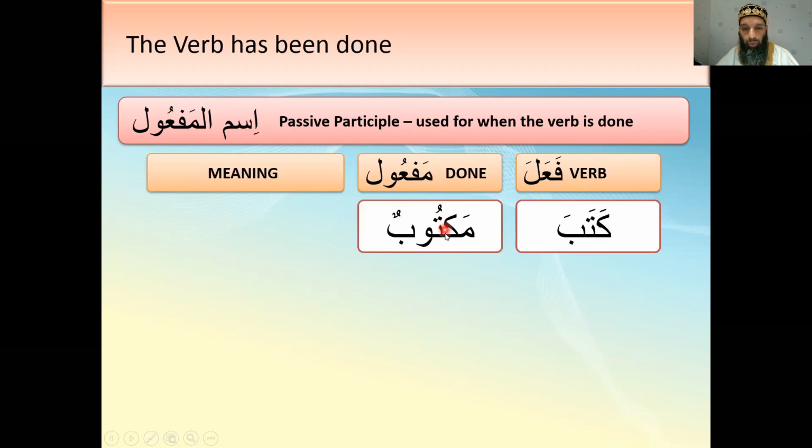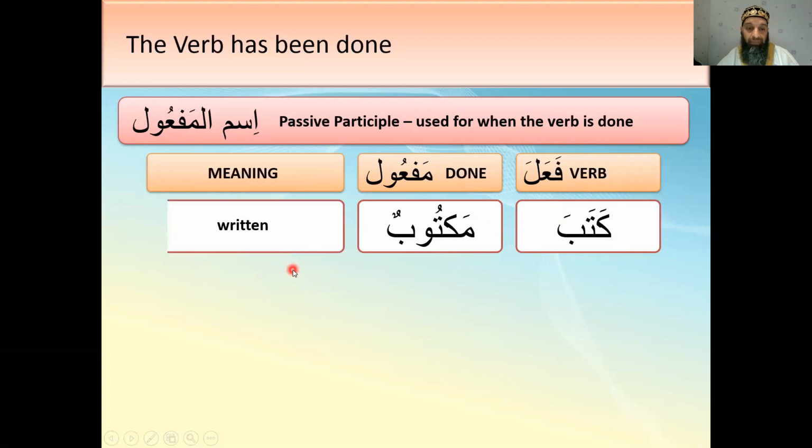Maktub. Really maktubun. Yeah, I put maktubun. It should really be maf'ulun there, but I just put sukun on. Forgot. So maktubun. Maktubun is kataba gone into the maf'ulun machine pattern. So kataba has gone into the maf'ulun machine and it's come out with maktubun.